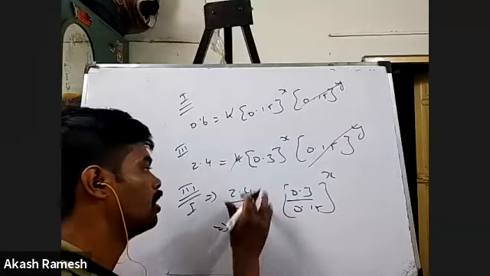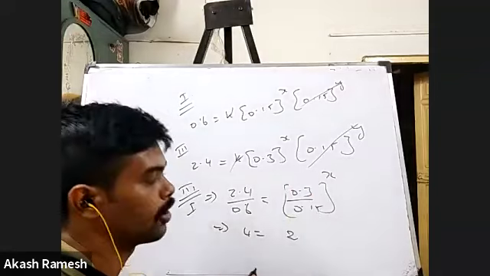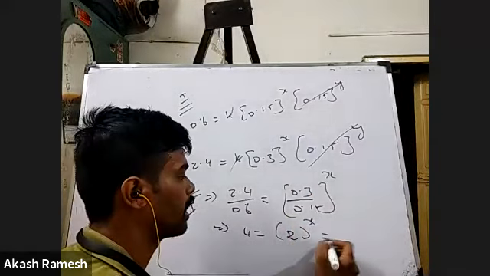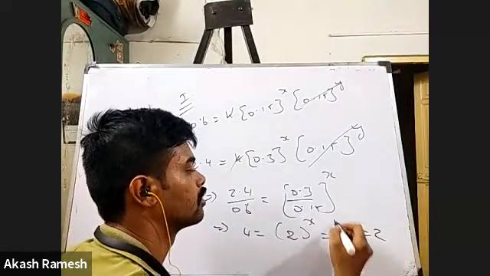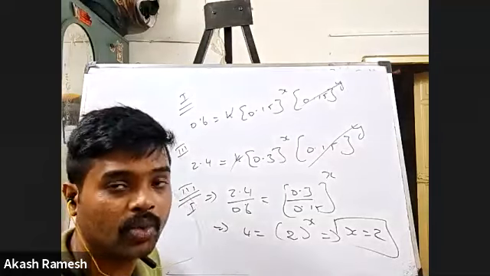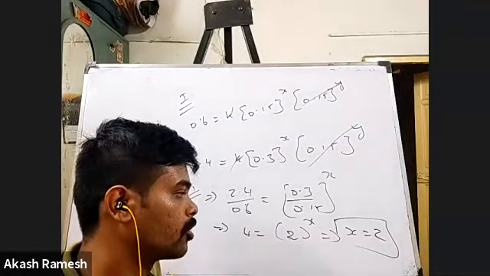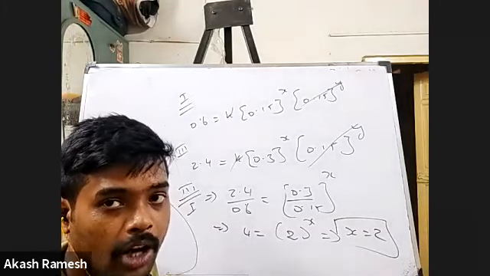So you'll get 2.4 divided by 0.6 is 4, 0.3 divided by 0.15 is 2. So 4 is equal to 2 power x. So 2 power 2 is 4, so x here is 2. So y is 1. That is, the order with respect to Cl2 is 1. Order with respect to NO is 2. Done. So you answer the first question.